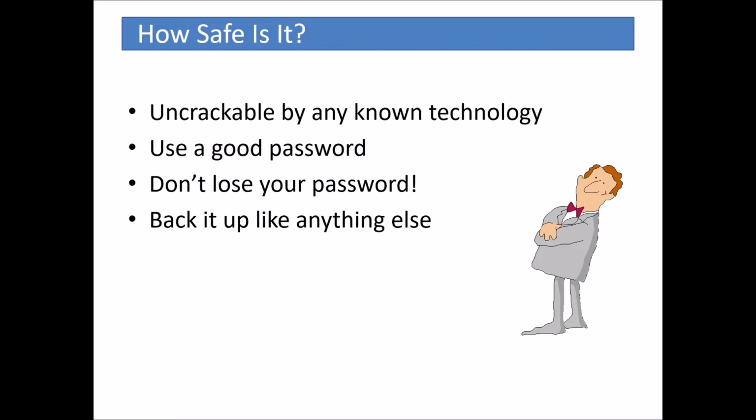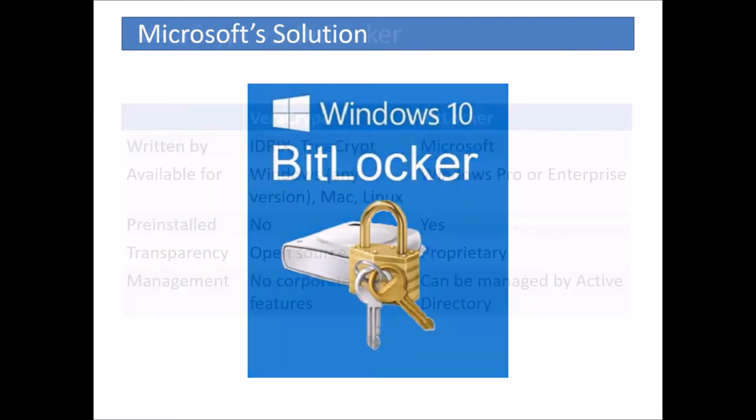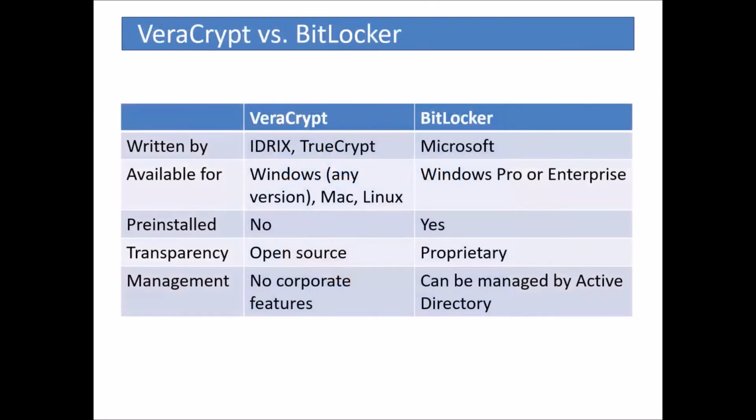Now there's a competing product from Microsoft called BitLocker, and it's built into some versions of Windows. And it does essentially the same thing as far as whole disk encryption that VeraCrypt does. So if you have it, it's nice, but I still like VeraCrypt better. Here's a comparison. BitLocker is from Microsoft, whereas VeraCrypt was written by a company called Idrix. VeraCrypt is available for any version of Windows, for Mac, for Linux, just about any computer you're going to be able to get VeraCrypt for it.